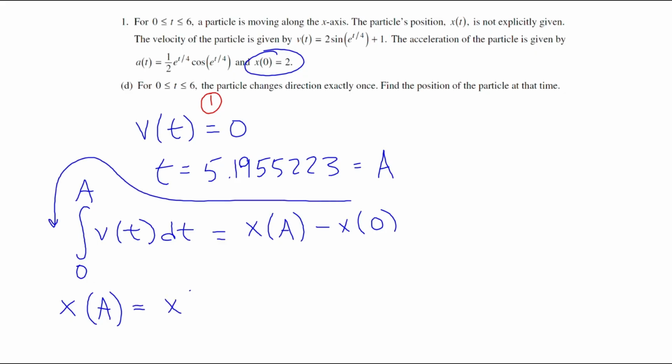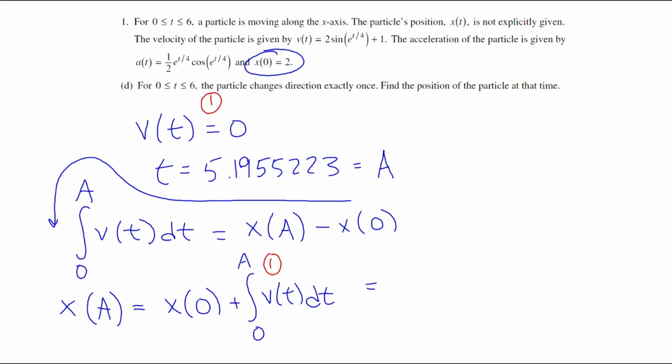over to the other side. It should equal x of 0 plus the integral from 0 to A of v of t dt. And they gave you 1 point here just for using this integral. And then, well, now we can just find out what that is.